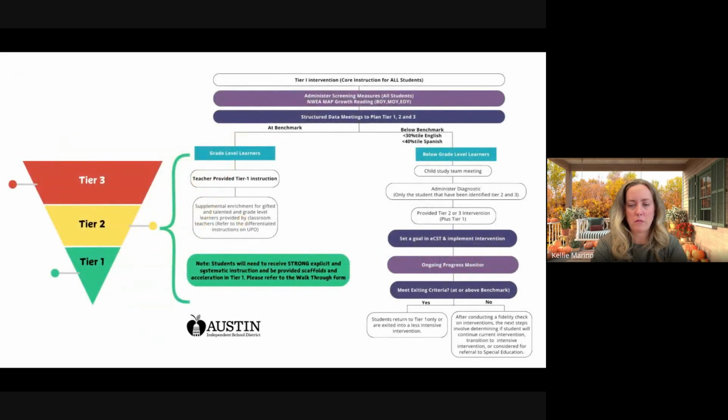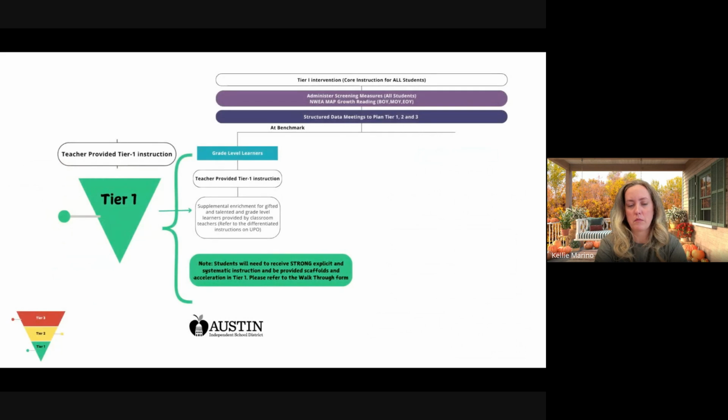We will start by thoroughly examining each element of the flowchart, commencing with Tier 1 instruction in the form of an inverted triangle. It's crucial to ensure that students receive highly explicit and systematic instruction, along with the necessary scaffolds and acceleration in Tier 1. For further details, please consult the walkthrough form. All students will receive Tier 1 instruction from the classroom teacher, just like the standard triangle. All students must receive strong, explicit, and systematic instruction, along with scaffolds and acceleration, due to the composition of class levels.